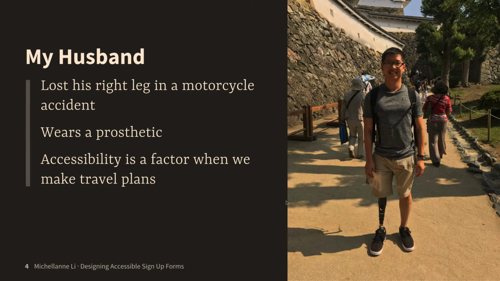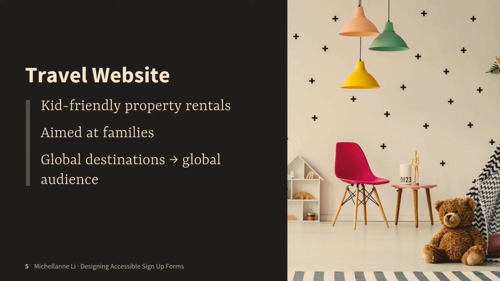So my husband lost his leg in a motorcycle accident, and he uses a prosthetic. Here's a photo of him, his prosthetic. And accessibility is something that we always factor in when we're making travel plans. So recently we were planning a trip with friends who have children. And so I visited a travel website that specializes in kid-friendly property rentals. And it's aimed at families, and it offers global destinations, so it's safe to assume that they have a global audience.